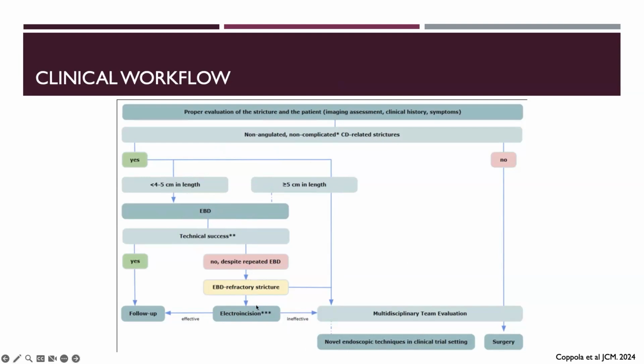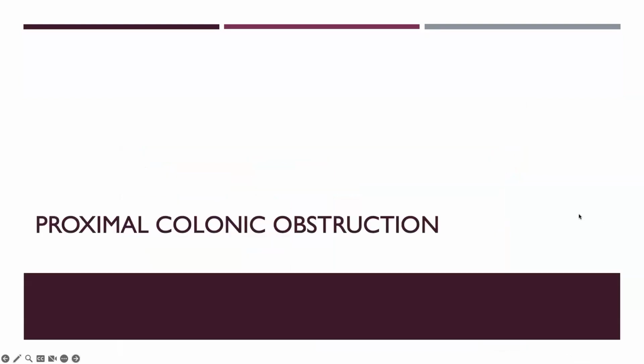should be thought of. And so if it's ineffective, you can still try electroincision, including stricturoplasty, or sometimes it's just what we can do. Endoluminal has limitations and we need to go to surgery. But this workflow is a good general framework for what we can use when we're talking about Crohn's-related strictures. Okay, next real quick is proximal colonic obstruction.